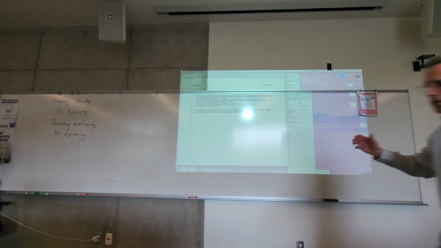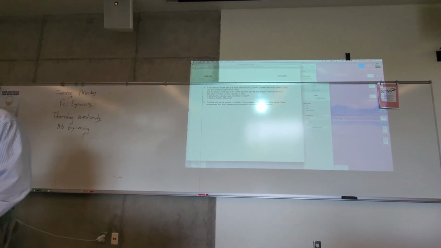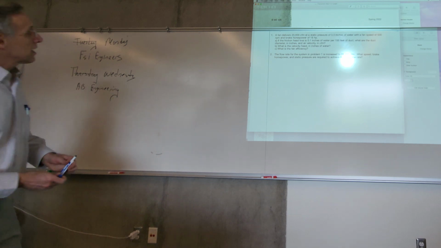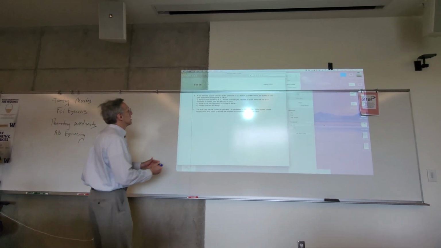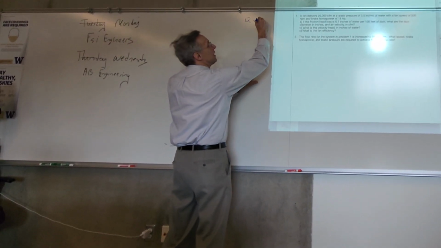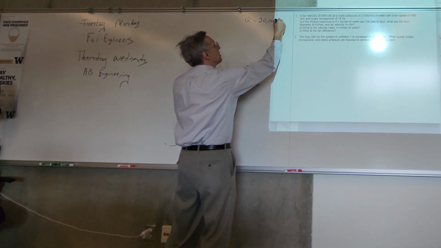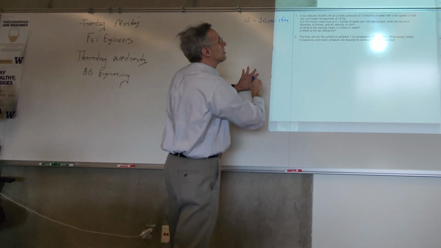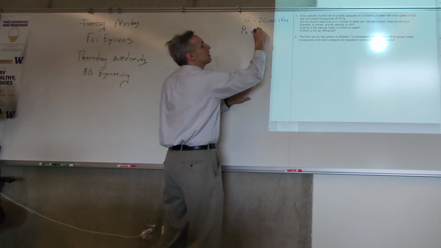All right, so let's work through this together here. So we've got a fan. Q equals 20,000 CFM. Static pressure.